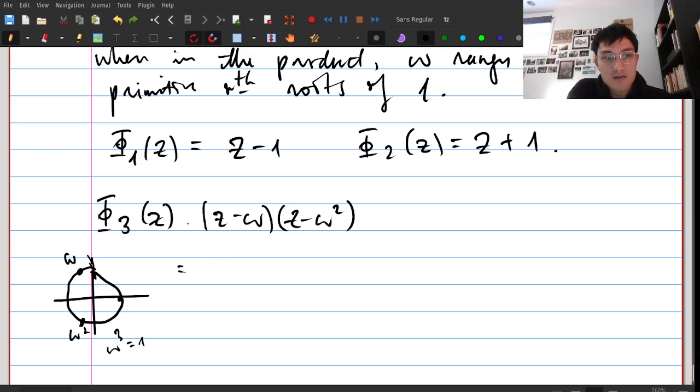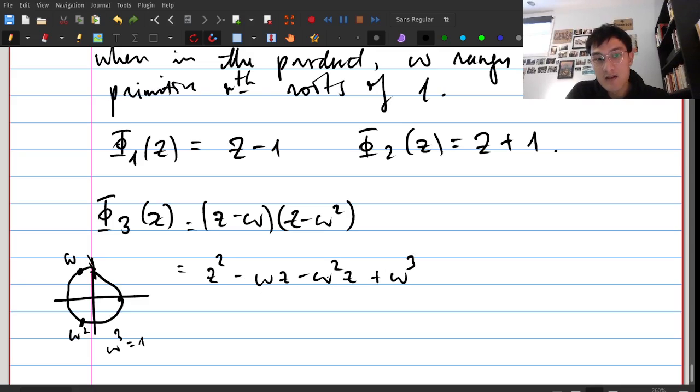So this is equal to z squared minus omega z minus omega squared z plus omega cubed. Omega cubed is just 1. And we want to figure out what omega plus omega squared is. If you look at these as vectors, they're an equal distance from the real line. So when you add them together, the imaginary parts cancel out, and you get a real number. So what exactly is this real number? Well, it's a bad picture, but this angle is actually 60 degrees.